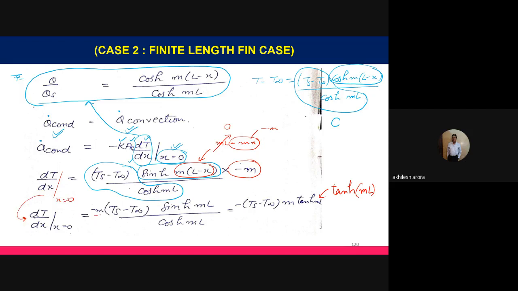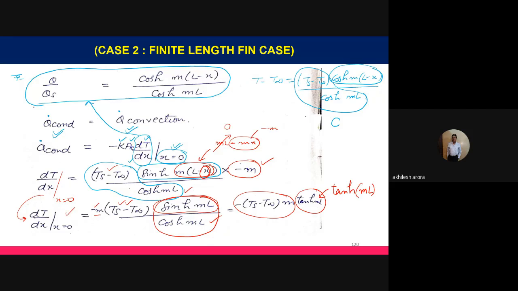So minus m, this part, (Ts minus T infinity) over cosh(ml). Here we are putting the value of x as 0. So finally we are left with sinh(ml). Now this sinh(ml) divided by cosh(ml) becomes tanh(ml), and the remaining terms are the same as they are, that is minus m and Ts minus T infinity. You can see it here. So this is the value of dT by dx.